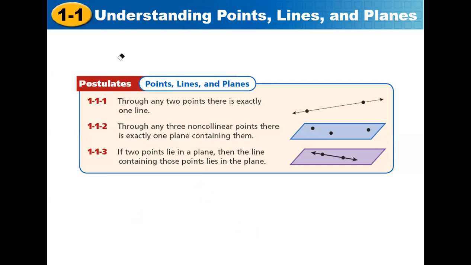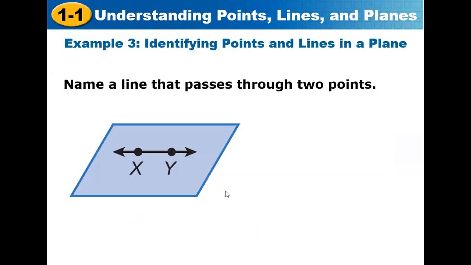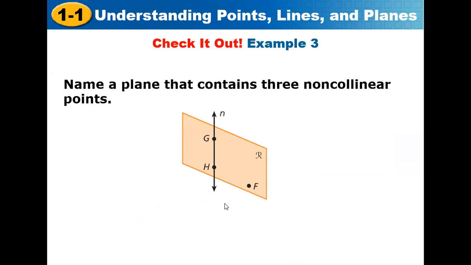Name a line that passes through the 2 points. Again, the question: name a line that passes through the 2 points. So the line for sure equals XY or line XY. Don't forget to put the symbol above the 2 letters.